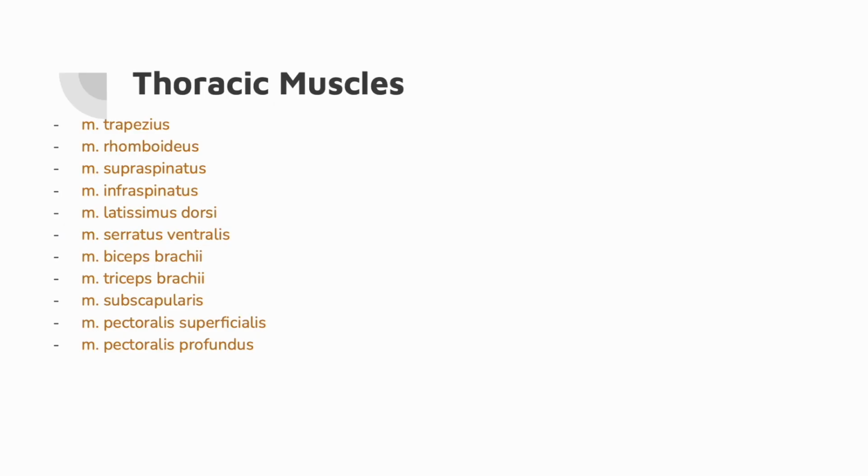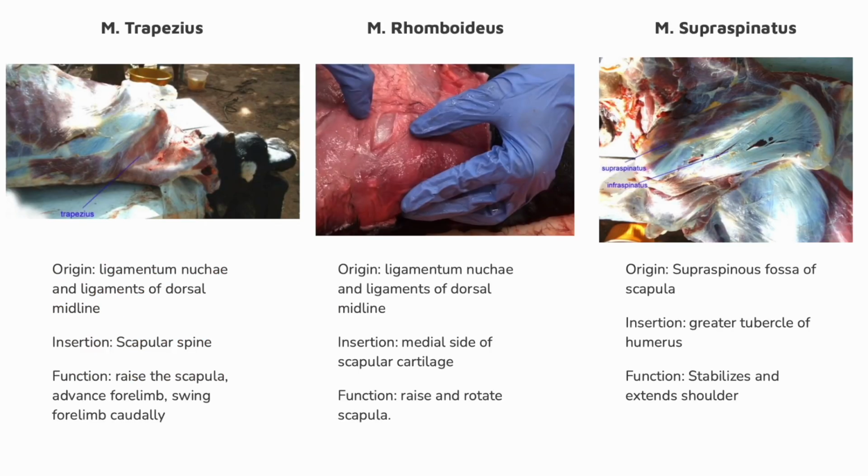So, starting off with the muscles, the first set of muscles are the thoracic muscles. The first muscle we're going to talk about is the trapezius muscle, and it's the triangular shaped muscle that runs dorsally to the spine of the scapula. Its origin is the ligamentum nuchae and ligaments of the dorsal midline, and its insertion is the scapular spine. Its function is to raise the scapula, advance the forelimb, and swing the forelimb caudally.